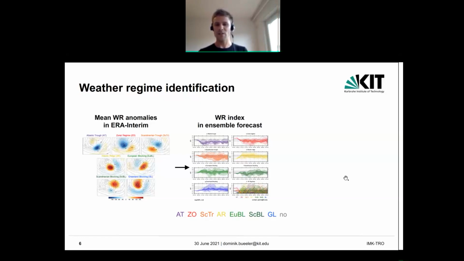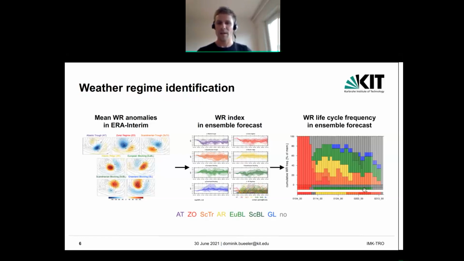So we check at each lead time step which regime index is maximum above a certain threshold and persists for longer than 5 days. And then we end up with this final forecast product, which you might also know from the ECMWF webpage. So this shows basically the life cycle predictions with lead time on the x-axis. And this also introduces this no regime category in gray for those members in which none of the 7 regimes fulfills the life cycle criterion.